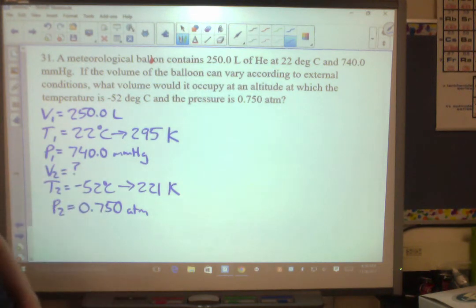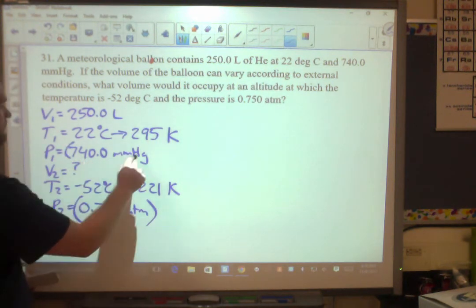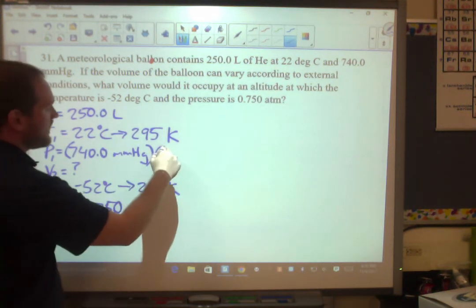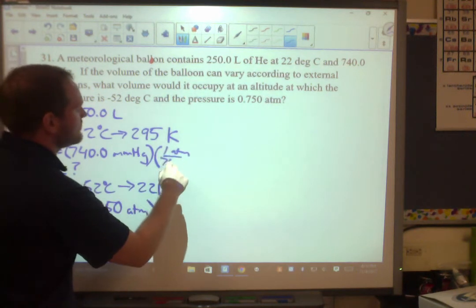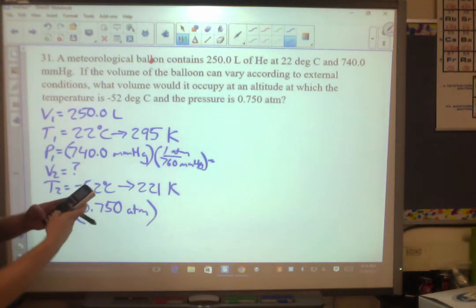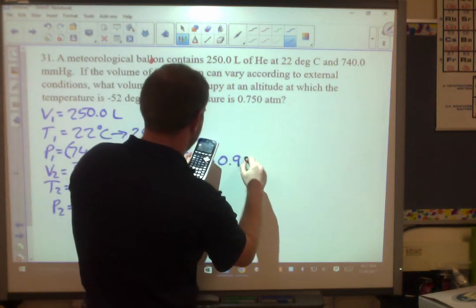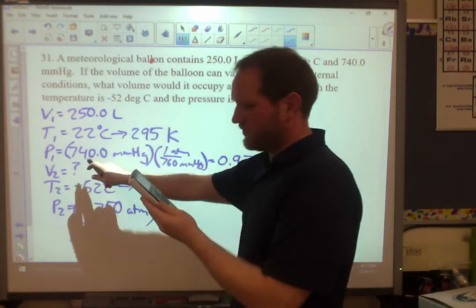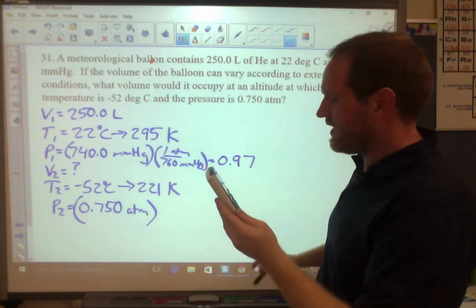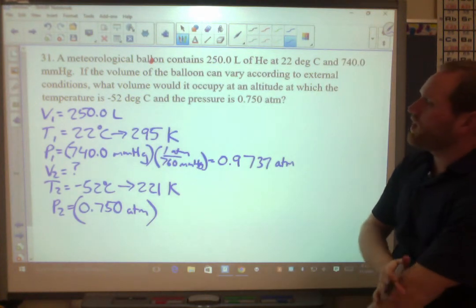Do you notice the problem? P1, P2, they don't have the same units. We're going to have to turn one into the other. Last time we turned my atm into mmHg. Let's do it the other way. It doesn't matter. So my mmHg times 1 atm over 760 mmHg, 740 divided by 760 equals 0.9737 atm, 4 sig figs.